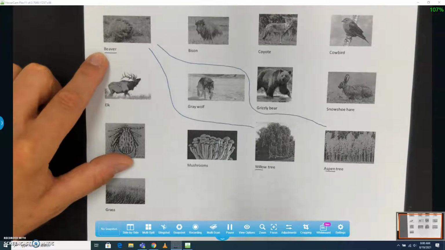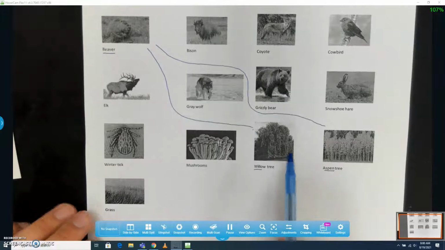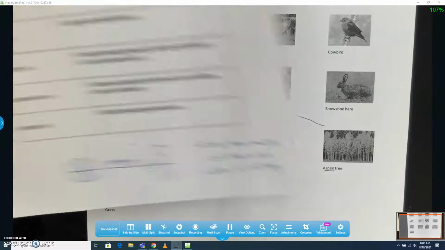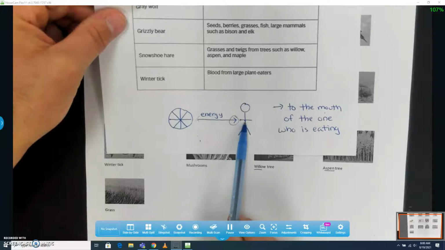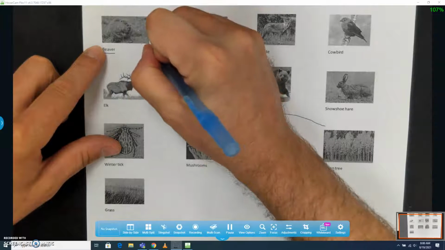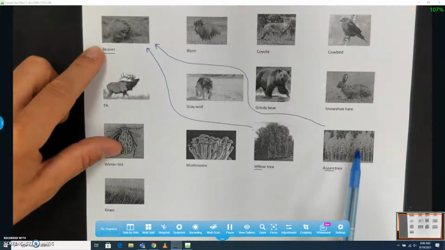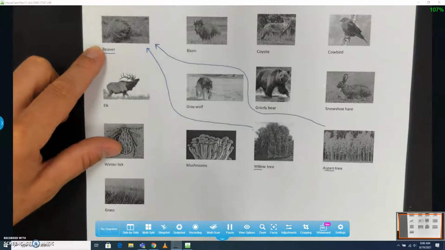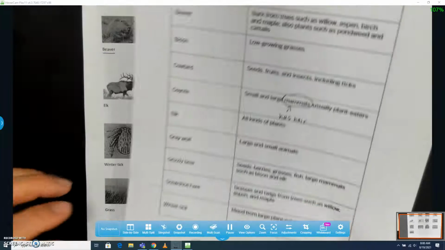Now the question again becomes, does the arrow go on this end of the line or this end? Keep in mind, the flow of energy goes from the food to the one who's getting the energy. And we know that the beaver is eating the tree, so our arrows point to the beaver. The energy goes from the aspen to the beaver. Let's do another one.